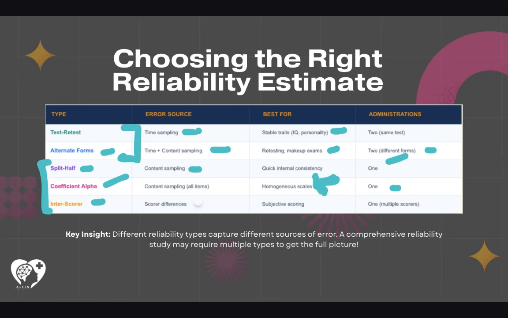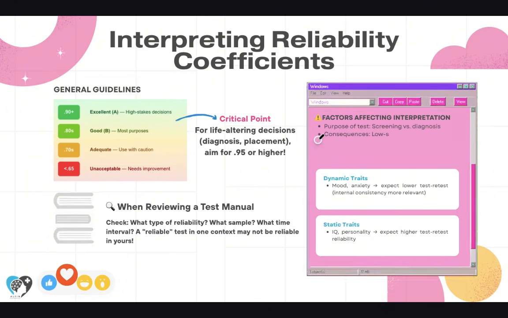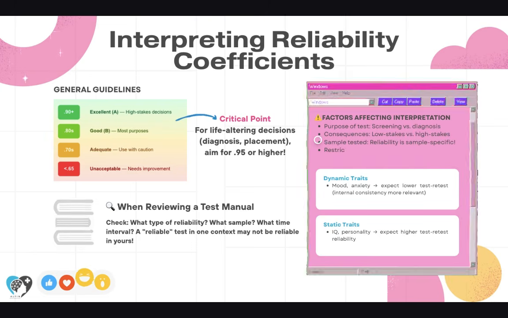So you would notice that each type is designed for different situations and catches different kinds of error. So that's why test manuals often report multiple types of reliability. So if we can, in the next few sessions, look at a test manual, we'll try to find out if they do report one, right? So you can find that in a test manual. So let's move now to interpreting reliability coefficients.